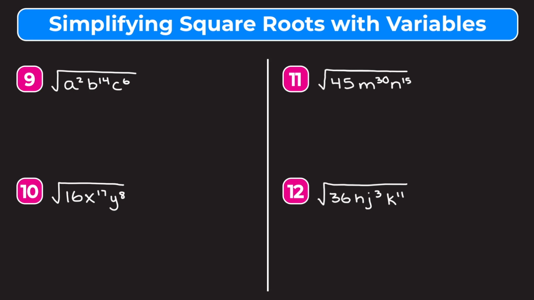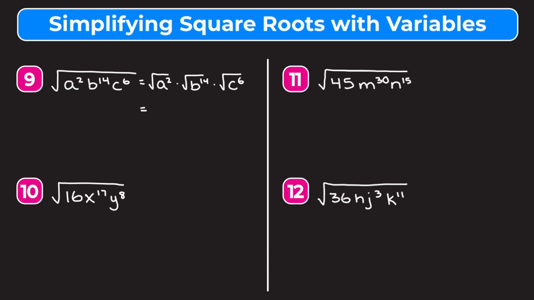So taking a look at example 9, we have the square root of a squared, b to the 14th, c to the 6th. I'm going to break this up into 3 separate roots. So I'm going to break it up into the square root of a squared times the square root of b to the 14th times the square root of c to the 6th. And now I have all even exponents, so I can just cut them all in half to simplify.